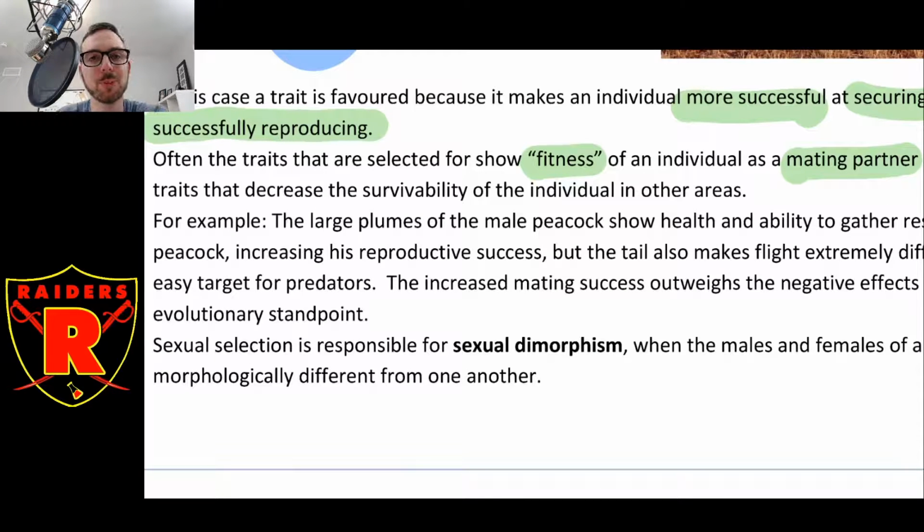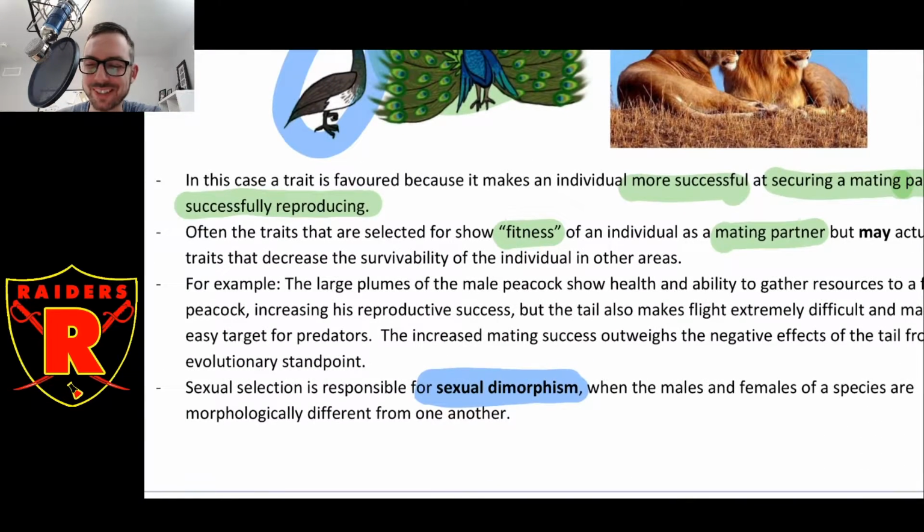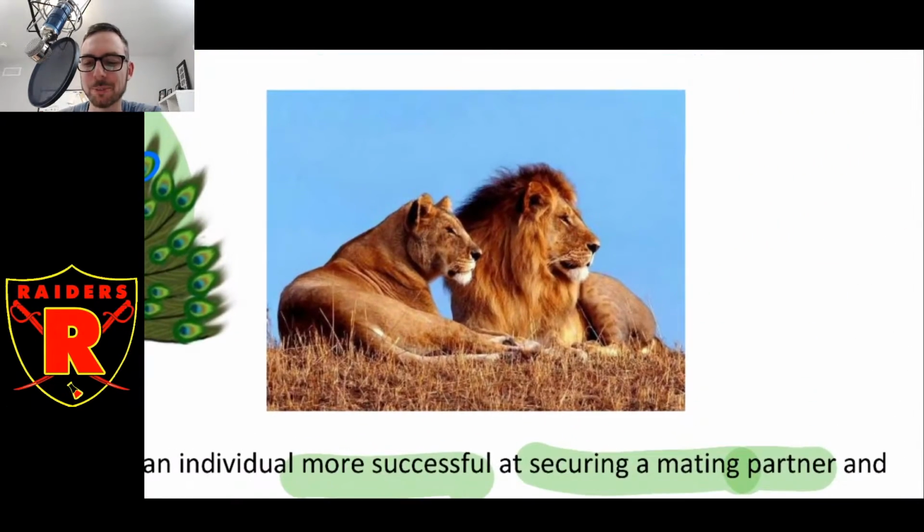So a difference between male and female is called sexual dimorphism. Sexual dimorphism just means morphologically males and females look different. There are all kinds of crazy examples of this in nature. I put one into the quiz as well, the stock-eyed fly, so you can see that. There's a picture in there. It's crazy. But lions are another good example of this.